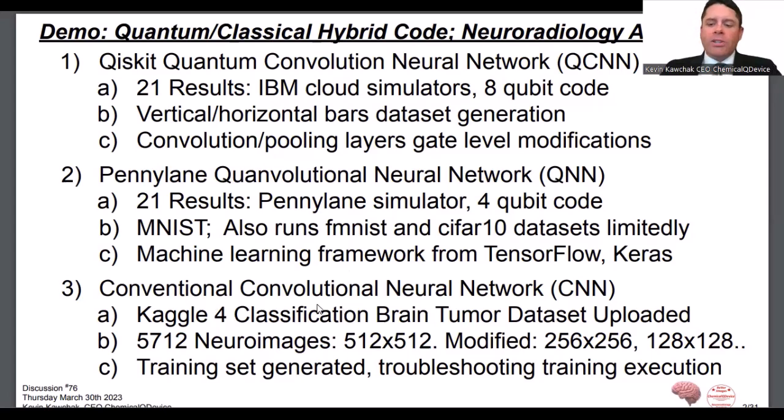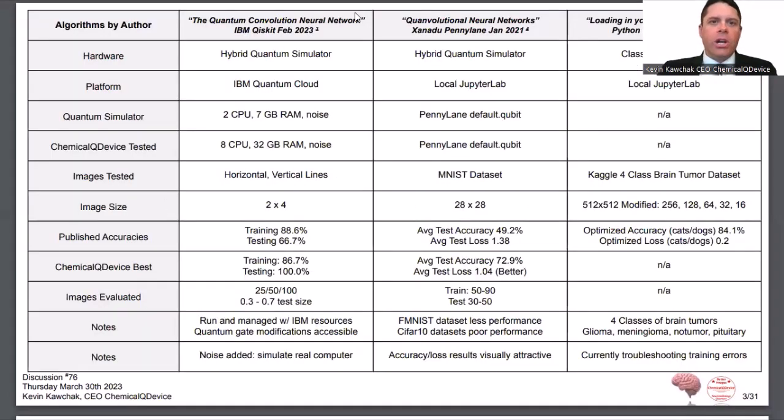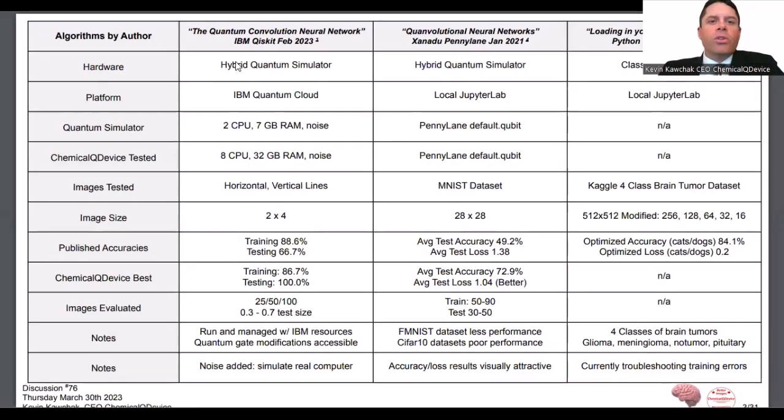So, the last one is basically inserting this brain data set. As we can see here, these are the comparison of these different networks. The first two, and the second one I've covered in previous ones, but just more thoroughly here, is that they're using hybrid quantum simulators. That basically means quantum mechanics is run on a classical computer.